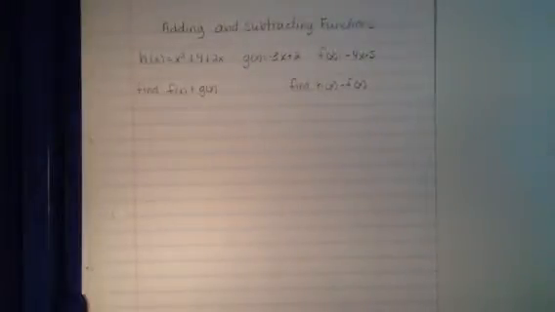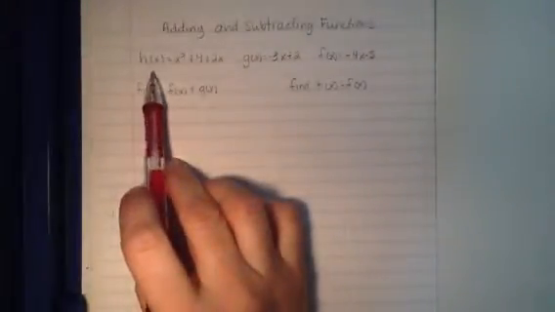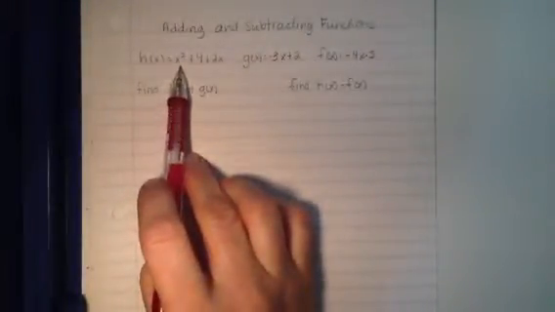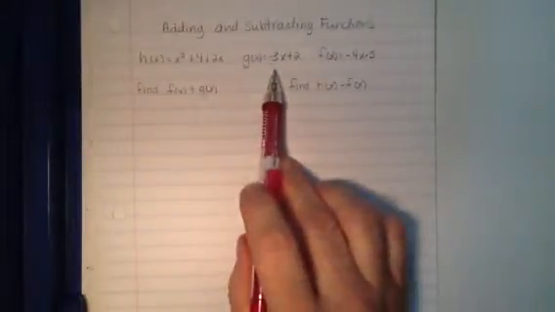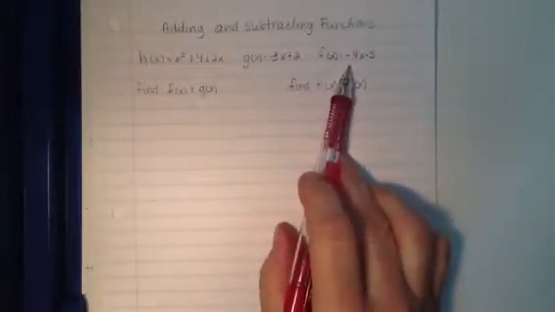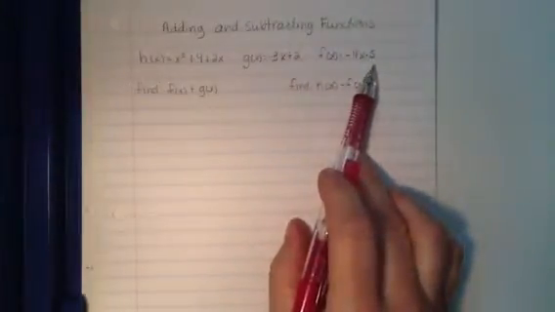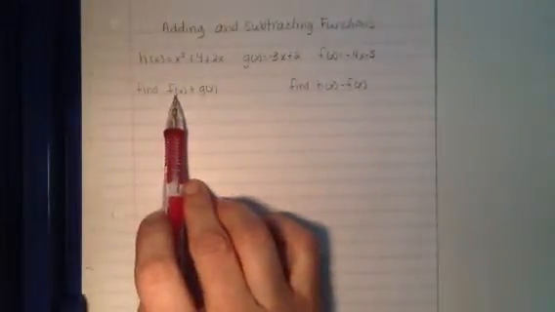We're going to work on adding and subtracting functions. We're going to start with the functions h of x equals x squared plus 4x plus 2x, g of x equals negative 3x plus 2, and f of x equals negative 4x minus 5. The first thing we're going to do is find f of x plus g of x.